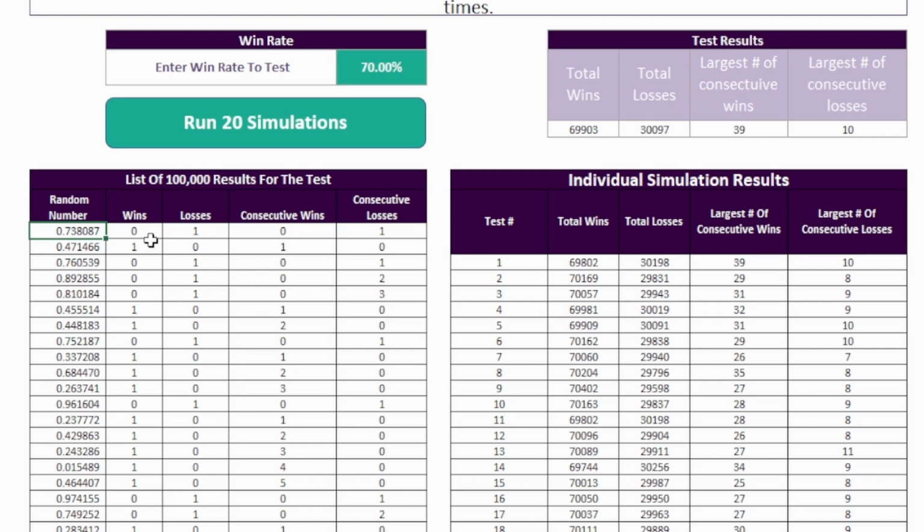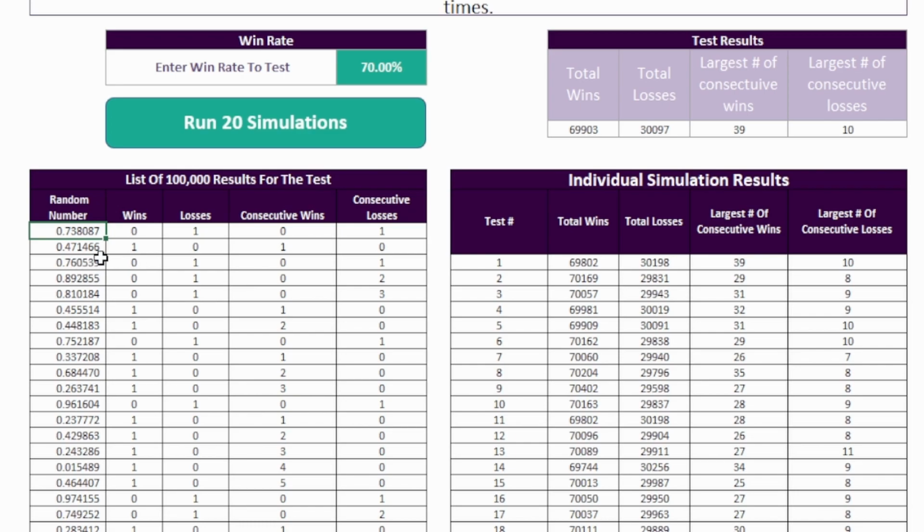So I'll just quickly take you through the first 3 or 4 and when you get the idea, I'll show you how many rows this goes down. So for the first one, the number is 0.73, which falls into the 30% as a loser. So we get a 1 in the loss, and it represents our first consecutive loss. The next number is 0.47, which is lower than 0.7. So that then reflects as a win. So we get a 1 against the win column. And you'll see here that now we've got 1 consecutive win and the losses has reset.